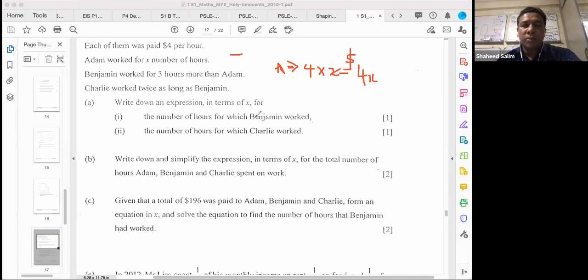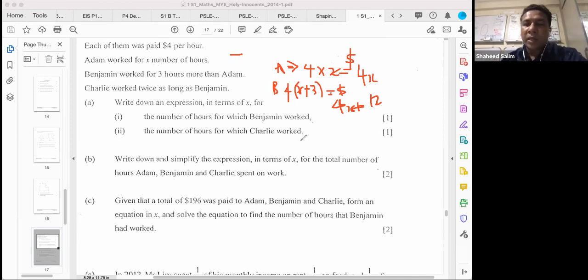And then Benjamin worked 3 hours longer. So remember, Benjamin is like X plus 3. This is the number of hours he worked. Correct? So you must times it by 4. Why? Because it's $4 an hour. So when you times, you get 4X plus 12. This again is in dollars also. This is the amount of money Benjamin got from working X plus 3.